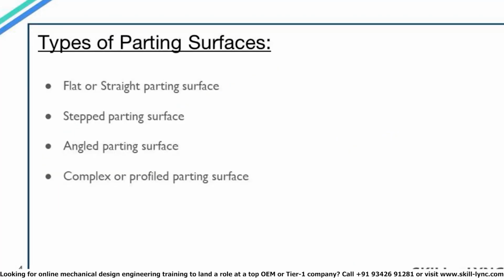So in the previous slide, what we saw is called the flat parting surface. But all the parting surfaces are not similar. Based on the different contours or profile of the part, the shape of the parting surface changes, and it has been classified into 4 different types.